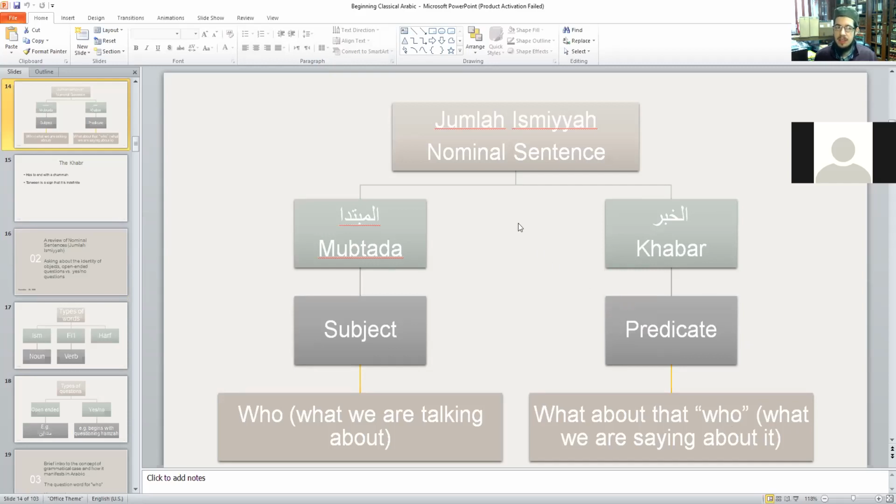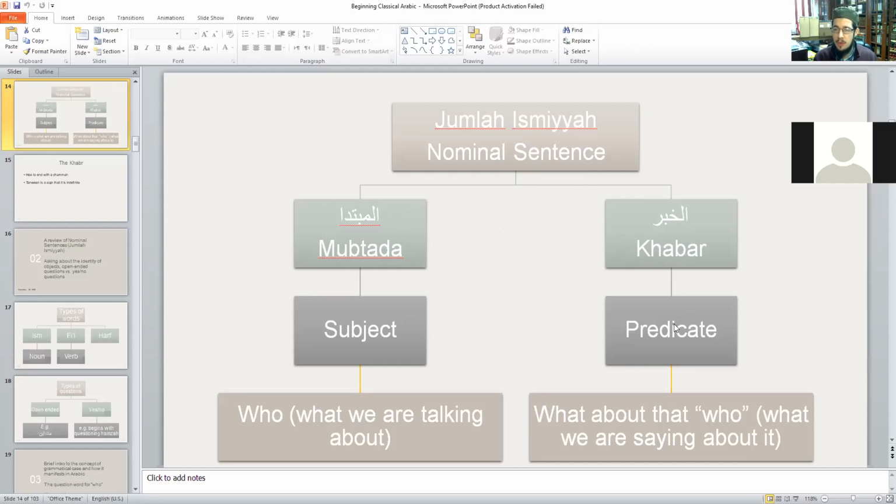We're going to say that, for example, to run with our analogy, if it is the bedroom, then no bedroom is complete without a bed and a dresser or some sort of drawers, okay? So our nominal sentence, our jumla ismiya, is not complete without two things: the mubtada and the khabar. The mubtada is the subject of the sentence. What is the subject of the sentence? It is who or what we are talking about. And the khabar is the predicate of the sentence, meaning what's the information that we want to communicate about our subject.